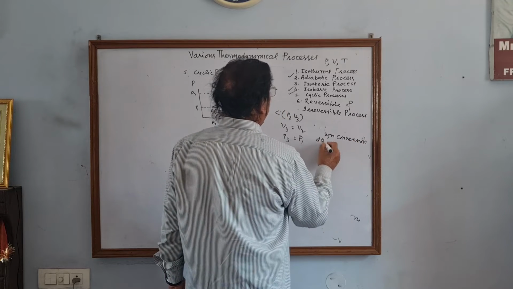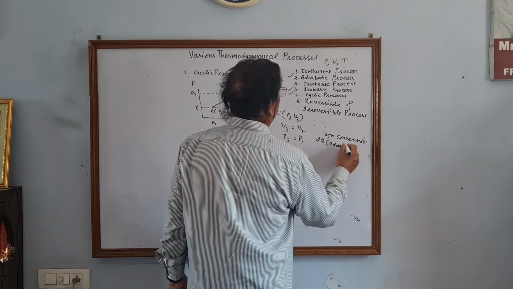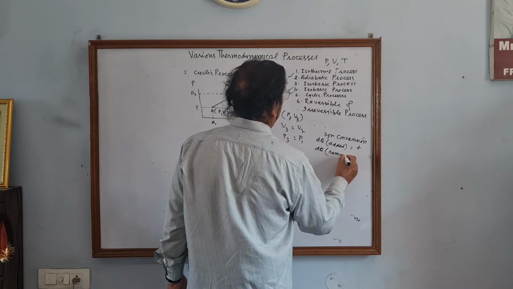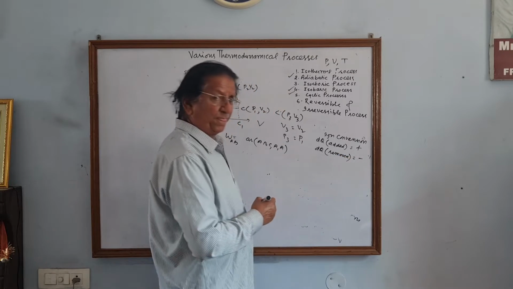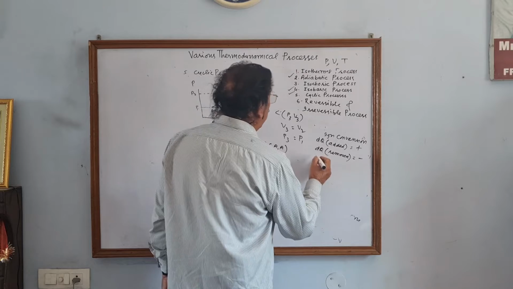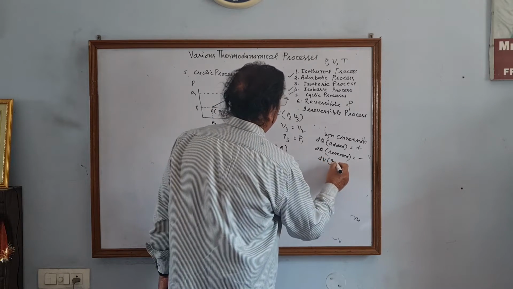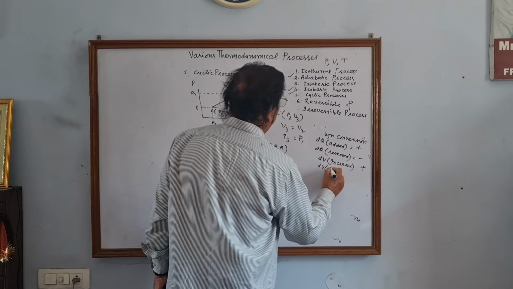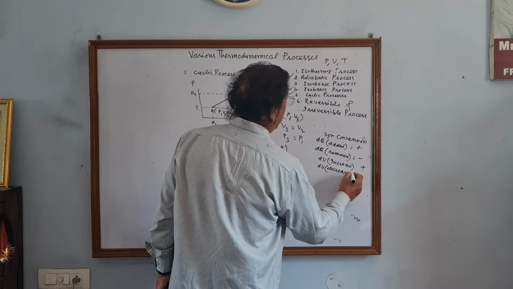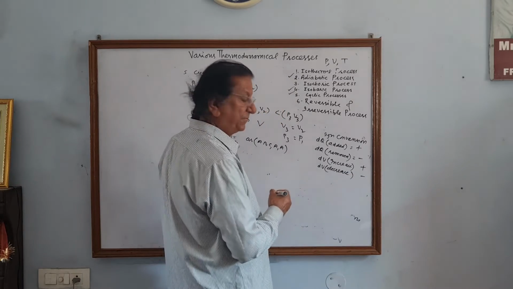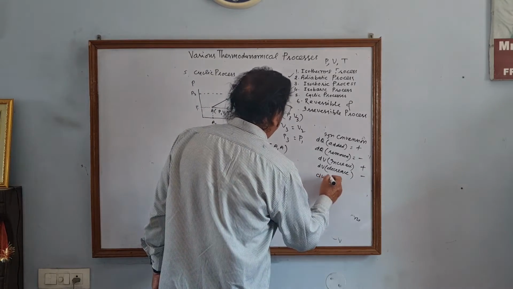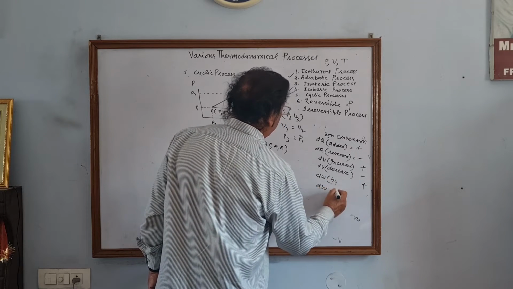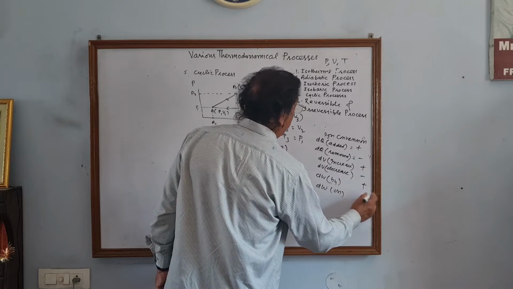Heat added is taken positive, and heat removed from the system is taken negative. Increase in volume is taken positive, decrease in volume is taken negative. Work done by the system is positive, work done on the system is negative.